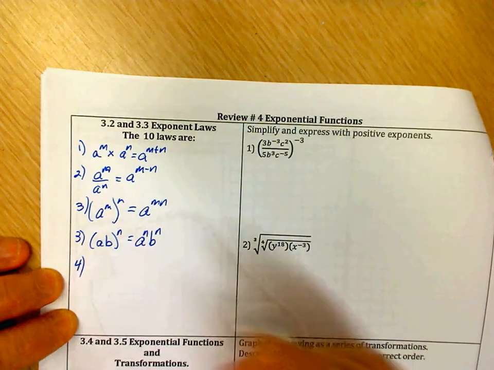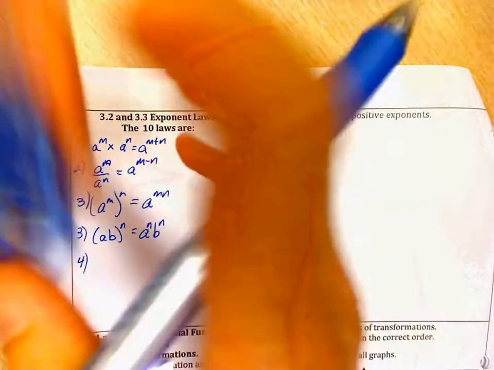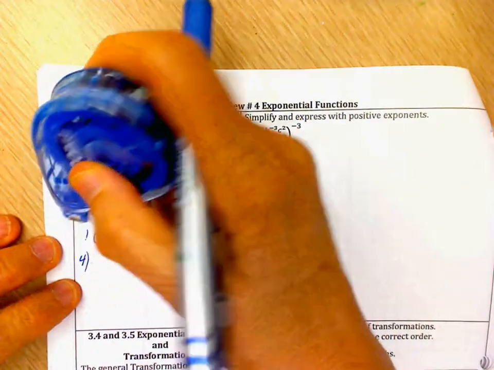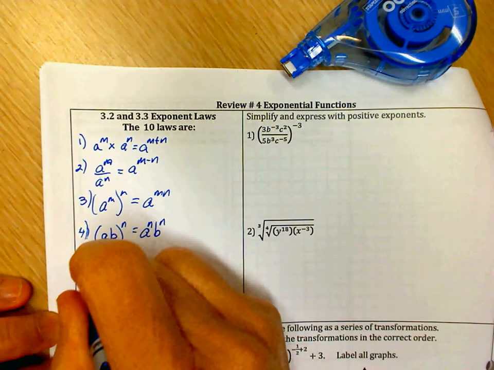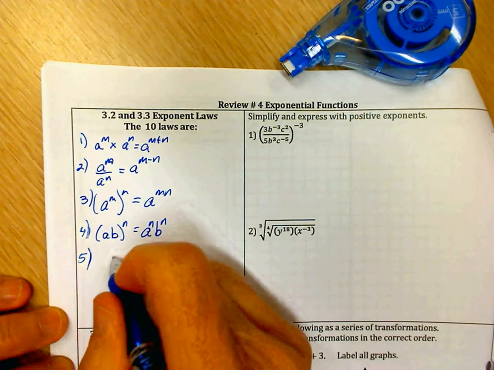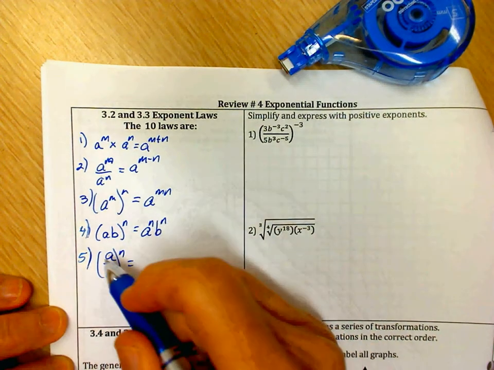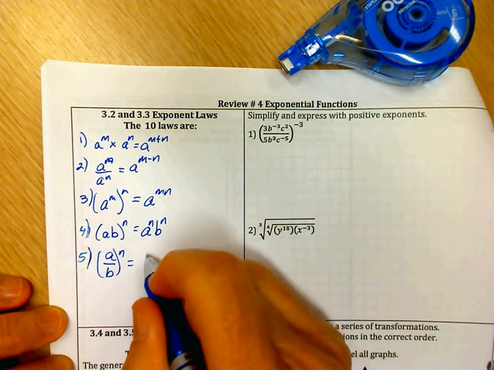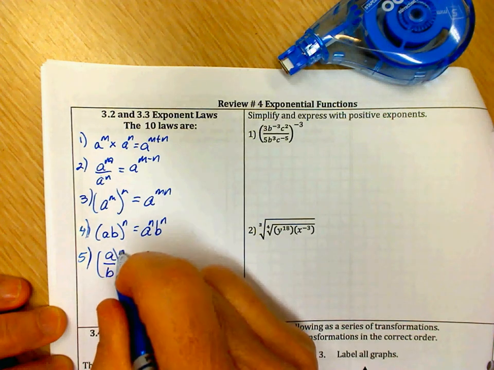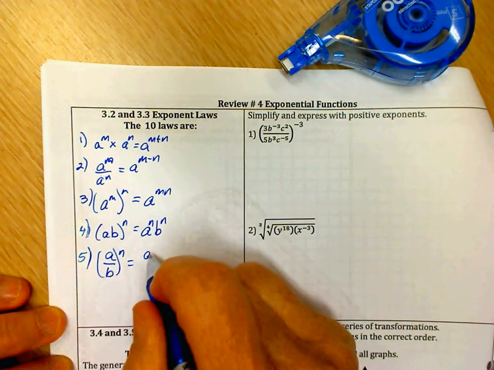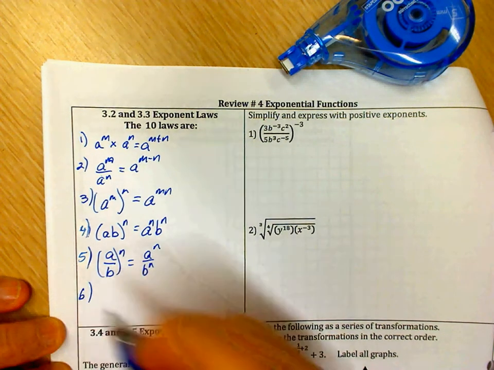Let's see, sorry. I didn't count very well here, so let's just correct that. That's 4 and 5. Number 5. Now we have a rational expression to a power, and it's all to that power, so you know that exponent gets applied to the a as well as to the b, which is the denominator, a to the n over b to the n.